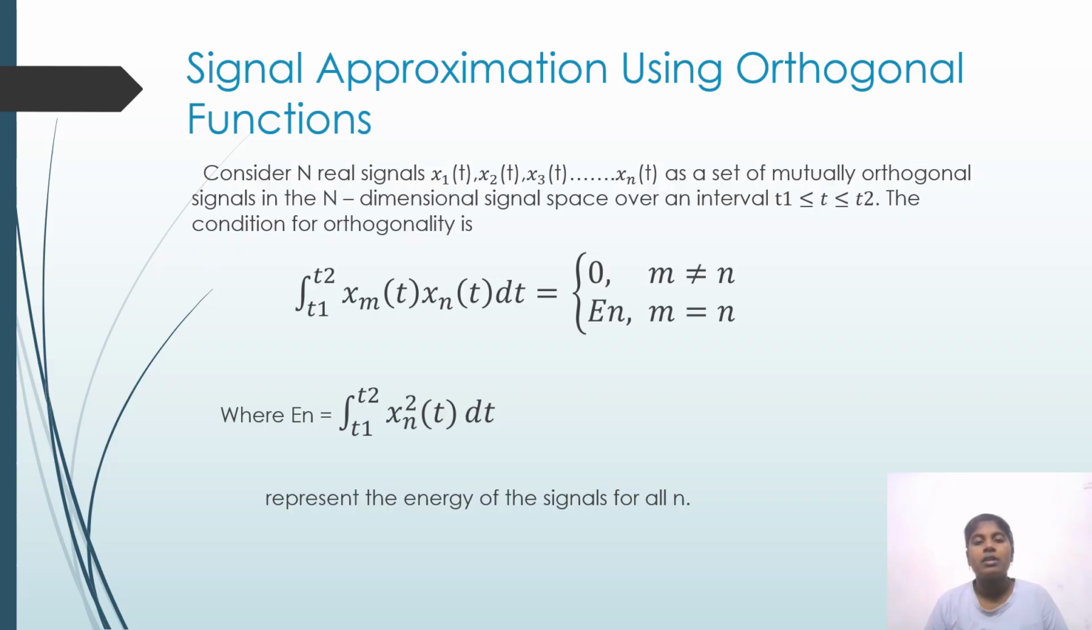The condition for orthogonality is the integral from t1 to t2 of xm(t) xn(t) dt equals 0 when m is not equal to n, and En when m equals n, where En equals the integral from t1 to t2 of xn(t) whole squared dt. It represents the energy of the signal for all n signals.